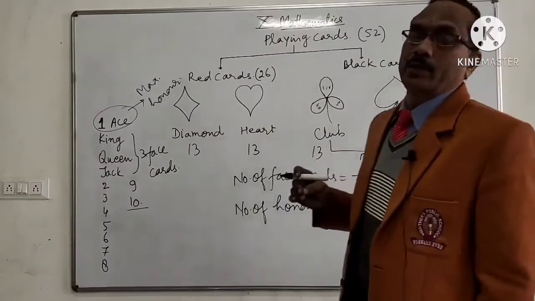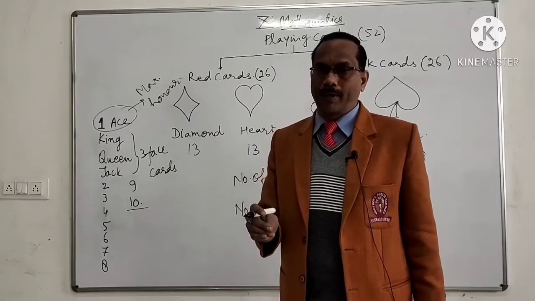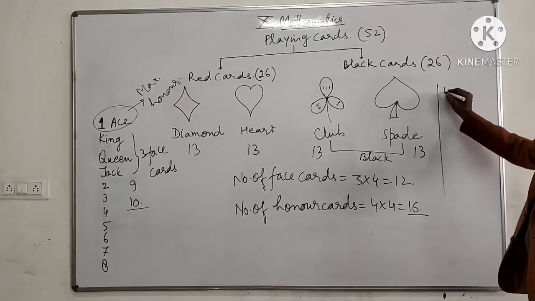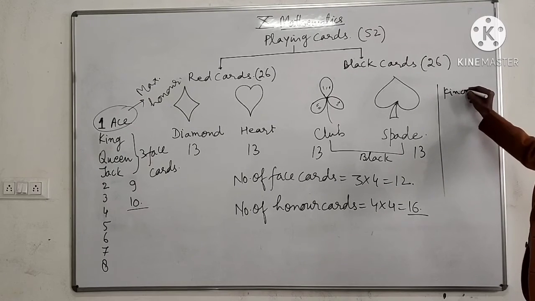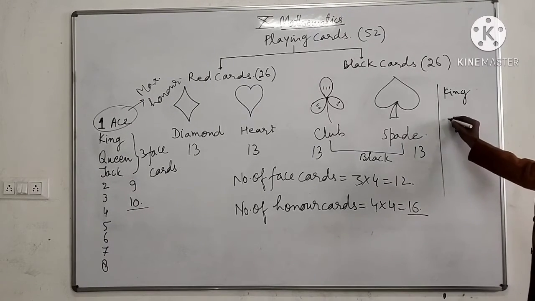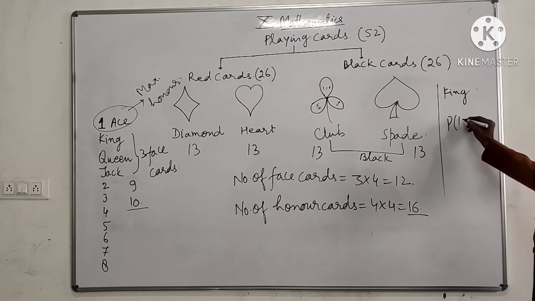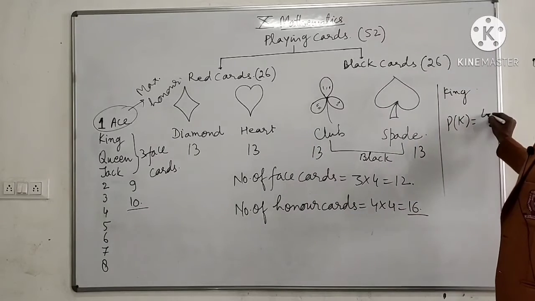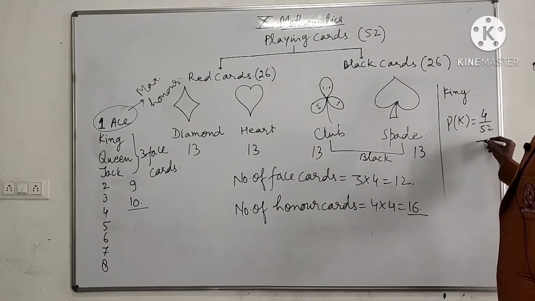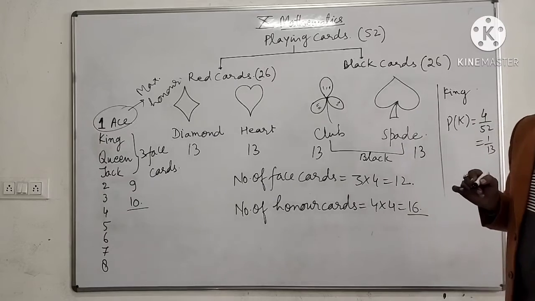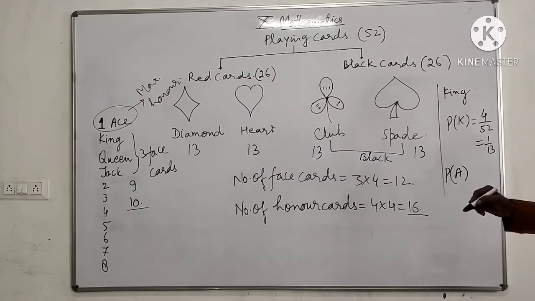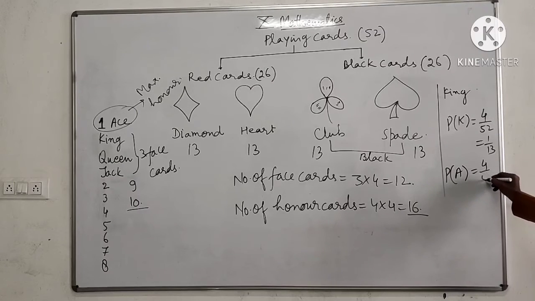Student, actually all the cards have an equal probability. If we find the probability of getting a king, then P(king) equals, there are 4 kings, so it is 4 upon 52, or it is 1 by 13. If we find the probability of getting an ace, aces are also 4 upon 52, it is also 1 by 13.